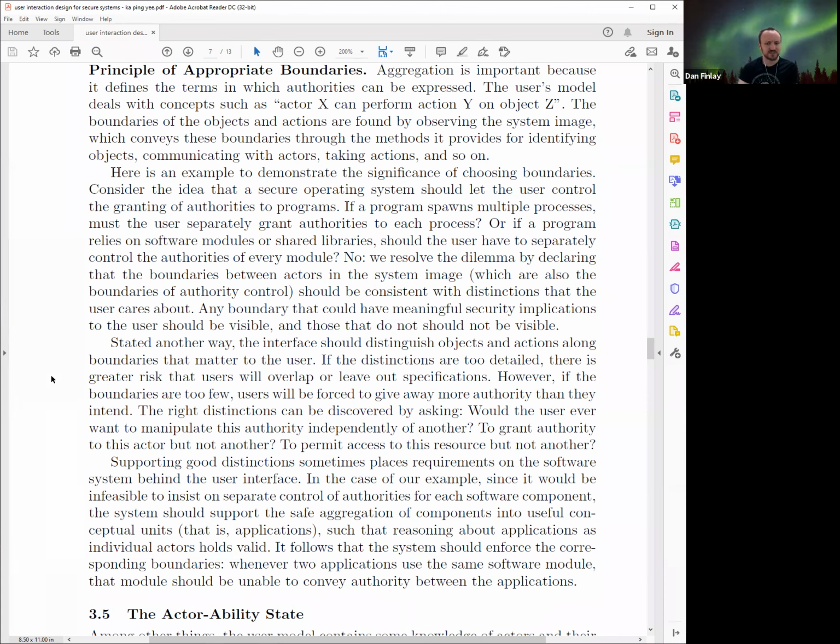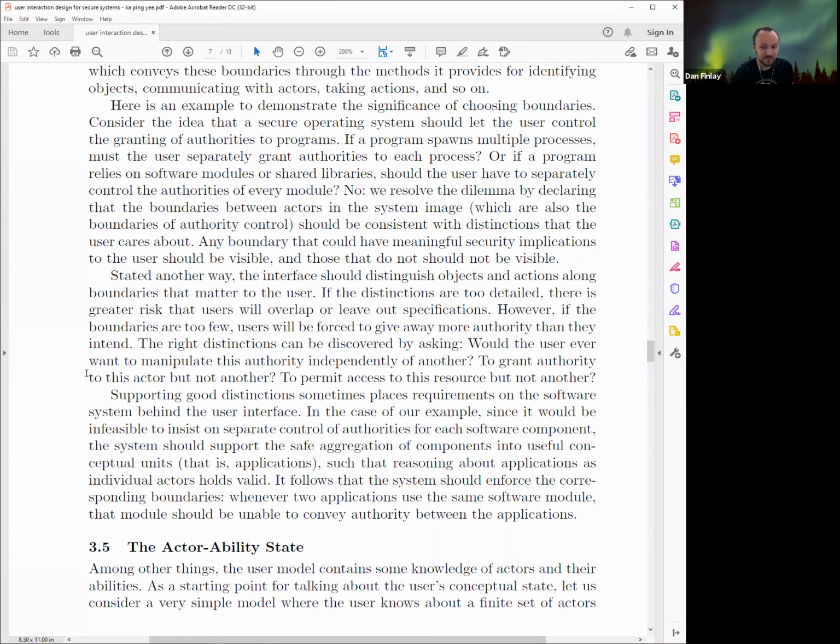Supporting good distinctions sometimes places requirements on the software system behind the user interface. In the case of our example, since it would be infeasible to insist on separate control of authorities for each software component, the system should support the safe aggregation of components into useful conceptual units, that is, applications, such that reasoning about applications as individual actors holds valid. It follows that the system should enforce the corresponding boundaries. Whenever two applications use the same software module, that module should be unable to convey authority between the applications.